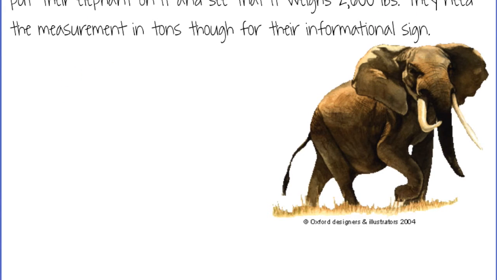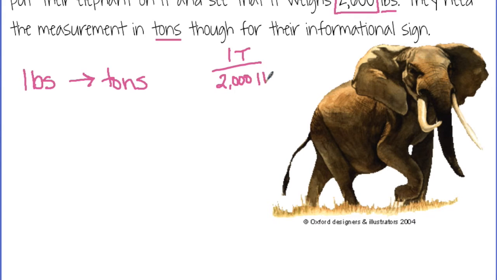All right, so we have the Milwaukee Zoo, who has a scale that only measures in pounds. That might be important. They put their elephant on it and see that he weighs 2,600 pounds. They need his measurement in tons, though, for their informational sign. So I want to go from pounds to tons. I know that there's a conversion that tells me that in every 1 ton, there are 2,000 pounds.